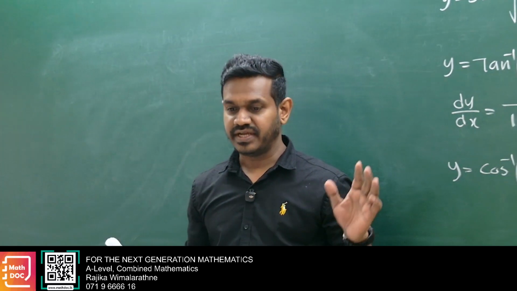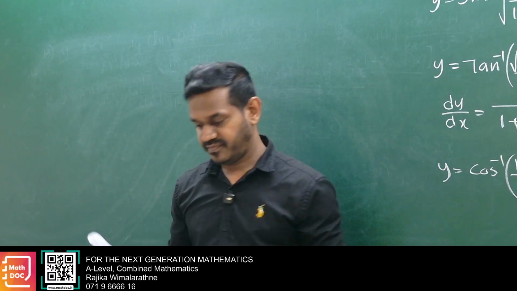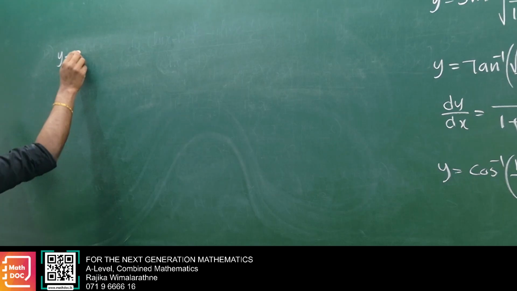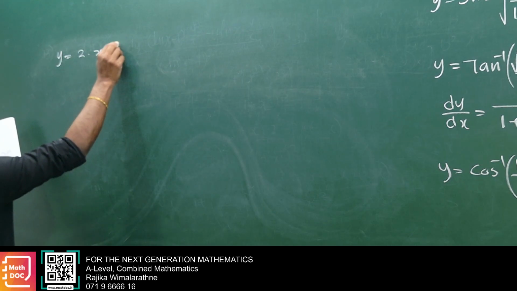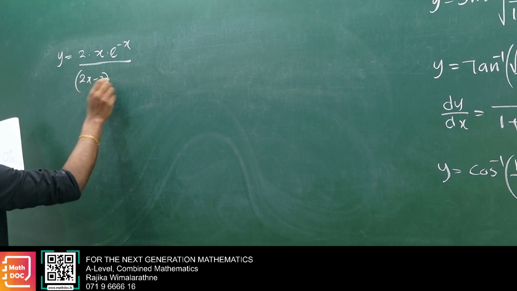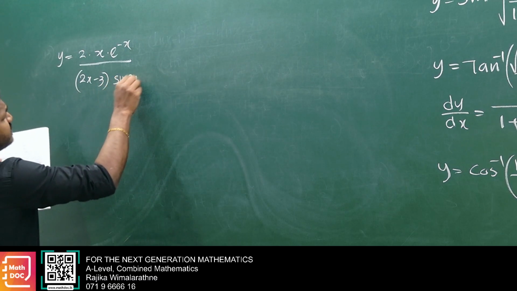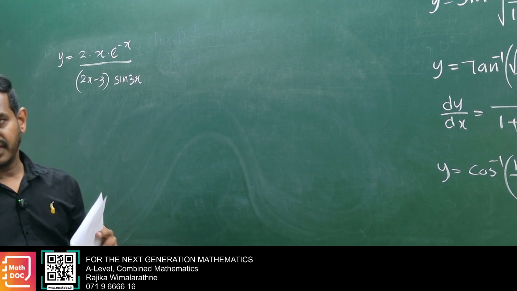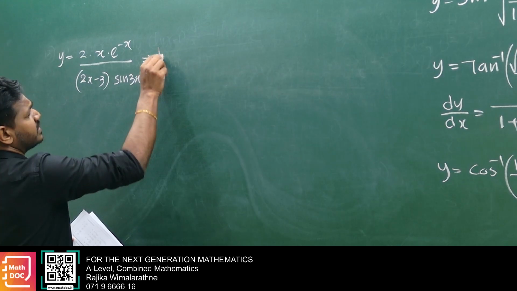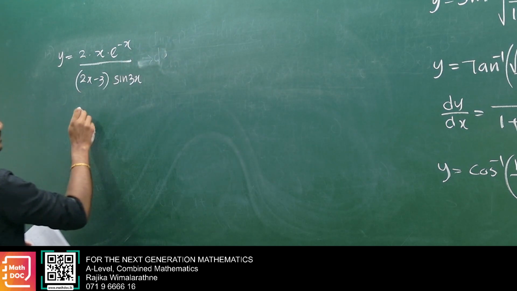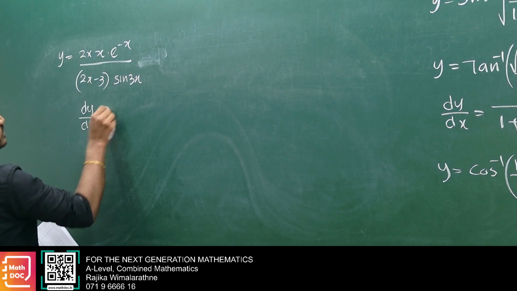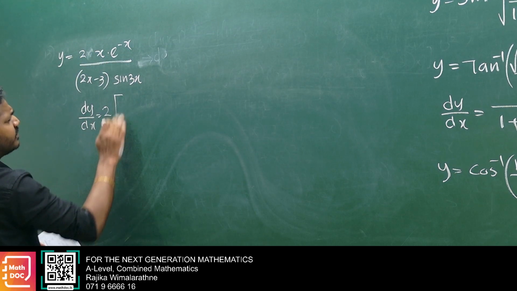Okay, then question number 23. y equals 2 times x times e to the power minus x over 2x minus 3 sine 3x. Here first take this 2 outside. Here you can take the constant times the function, take 2 outside and put a bracket.